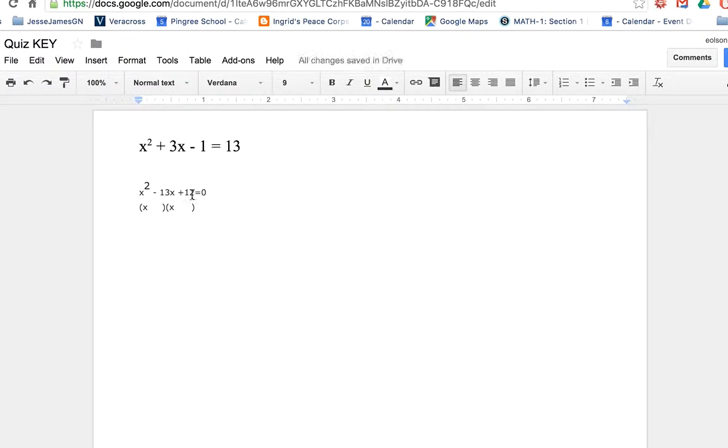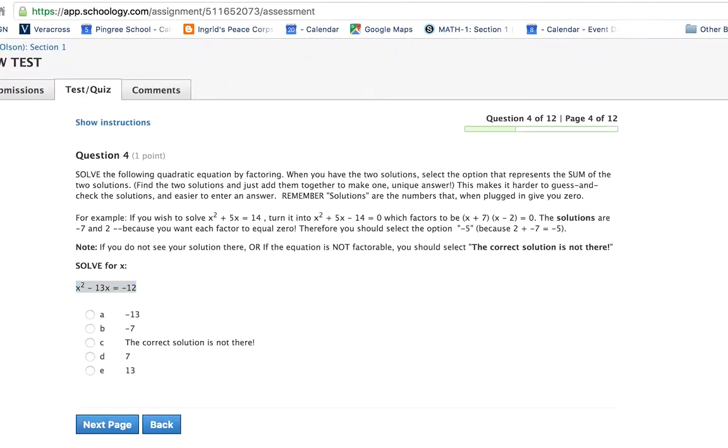Two numbers that multiply to make 12 that add up to make negative 13. Add up because that's a plus right there. That is a negative 12 then, and a negative 1. Those will multiply to make a positive 12 and add up to make negative 13. So the actual solutions then would be 12 and 1. But I add them up and I get positive 13. That's my answer. Positive 13 right there.